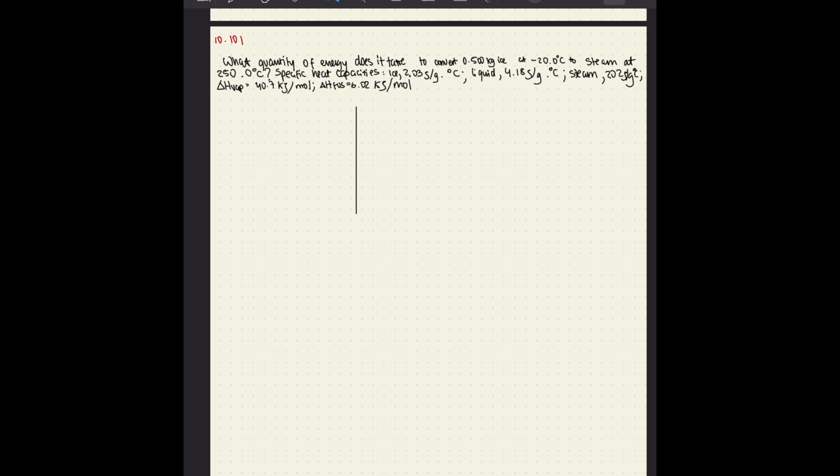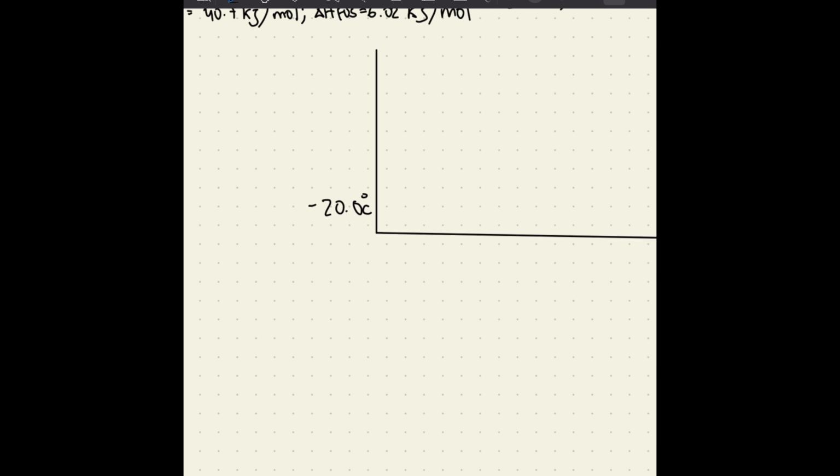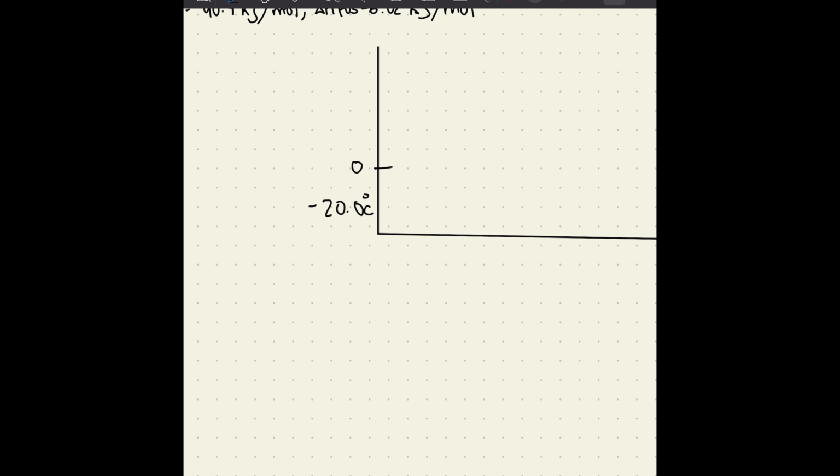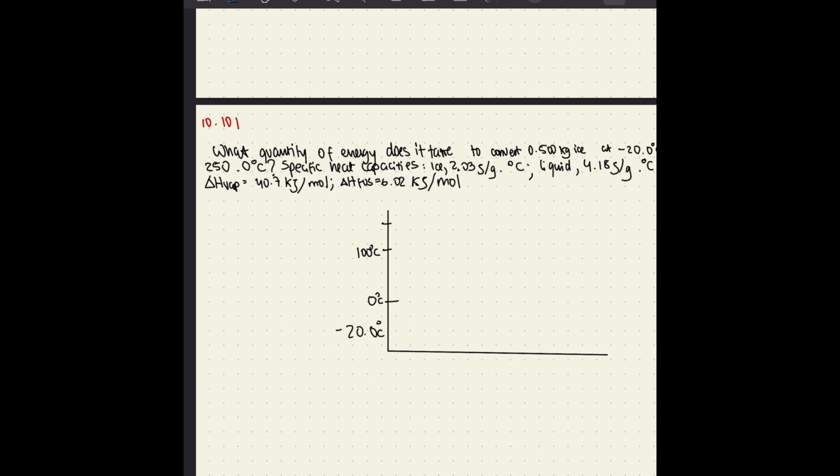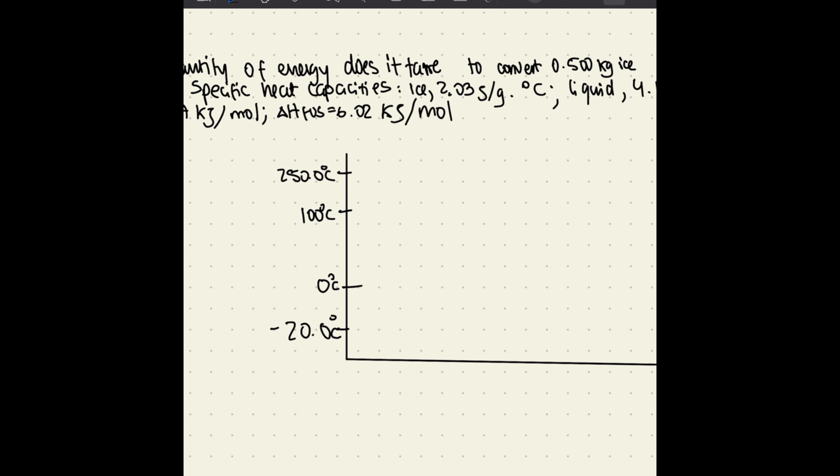Oh, that's ugly. Yep. So it's saying that it starts at negative 20.0. So it's water, so it's gonna be ice at that point. Then the freezing point is 0. Then the boiling point is gonna be 100. And then 250.0. Okay. So it starts as ice, so it's a solid. So then there's gonna be heat. Oh, this is heat and this is temperature.